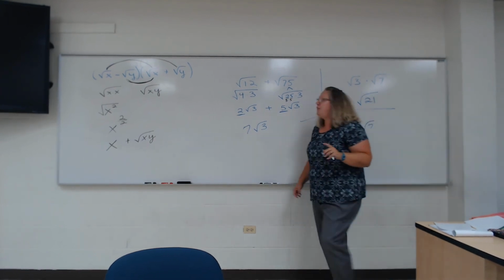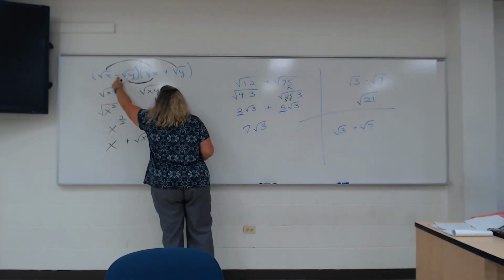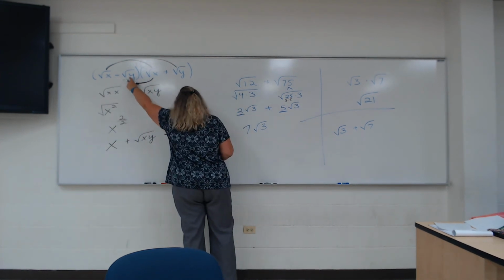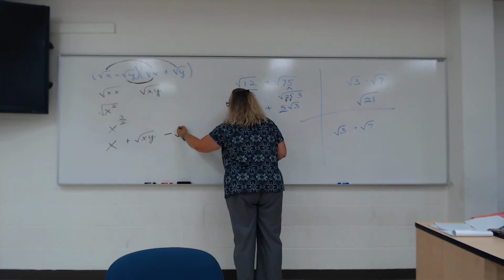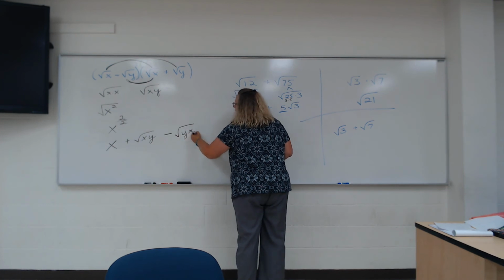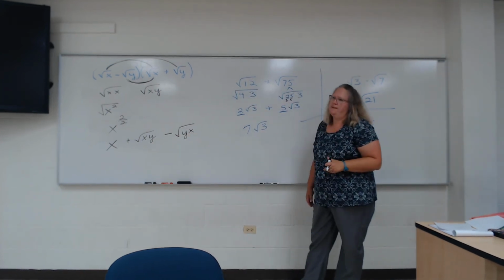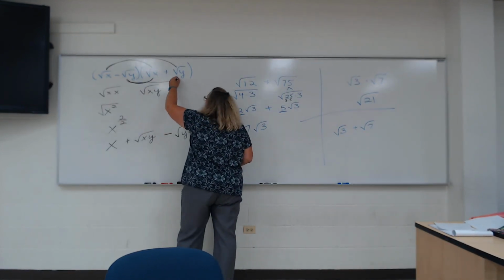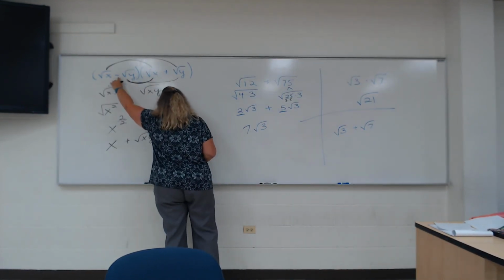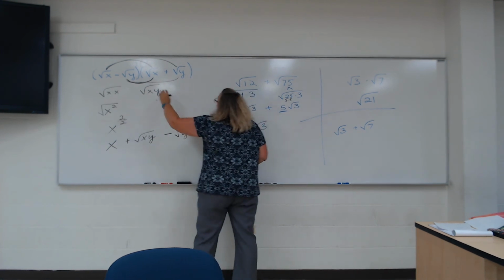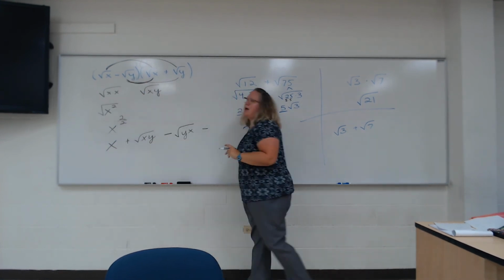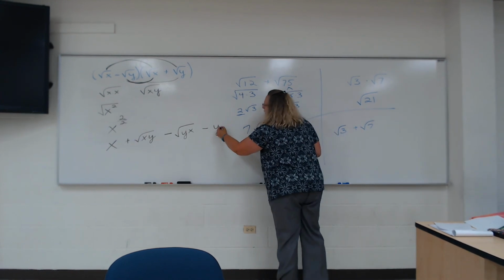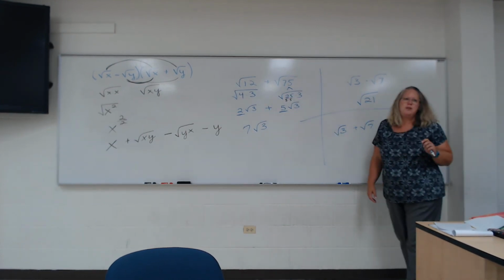Don't forget about this negative. So I've got negative, and then square root of y times square root of x is yx. Same thing for last. Negative sign. What's the square root of y times the square root of y? Y. 2 underneath, 1 outside. But don't lose those negative signs.